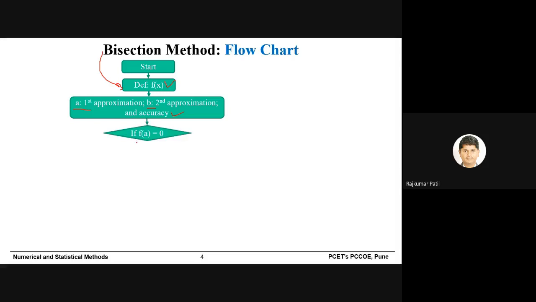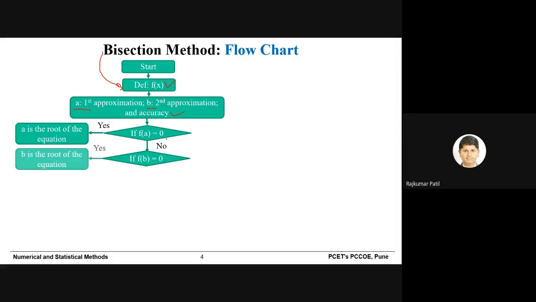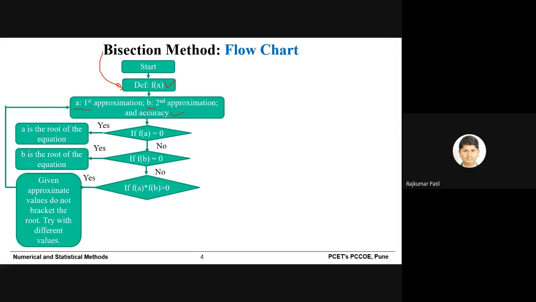Then we will check if f of a is equal to 0. If this condition is true, then we say that a is the root of the equation. If not, then we will check if f of b is equal to 0. If this condition is true, then we say that b is the root of the equation. If not, then we will check whether the product of f of a and f of b is greater than 0. If this condition is true, then we can say that the root does not lie between a and b.